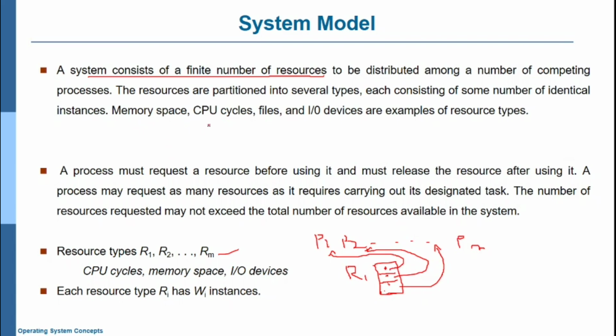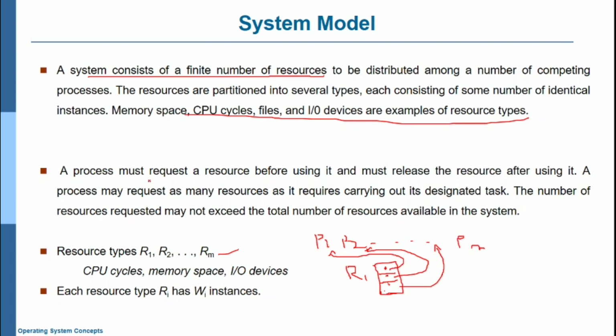Memory space, CPU cycles, files, and input output devices are examples of resource types. We have seen this in the last slide. The resource types may be anything, but they have given a small example: memory space, CPU cycles, files, and input output devices.